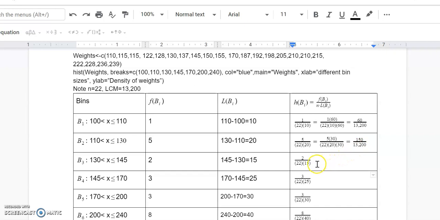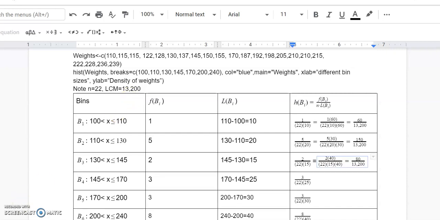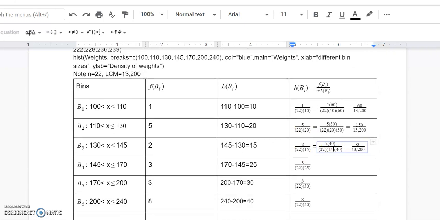Then doing next one, it's going to be then 22 times 15 divided into 13,200. And let you check that that's equal to, let's multiply by 40 top and bottom, because 22 times 15 times 40 would make the LCM. So it's going to become 80 over 13,200. Then I'll just give you the rest and you can check.